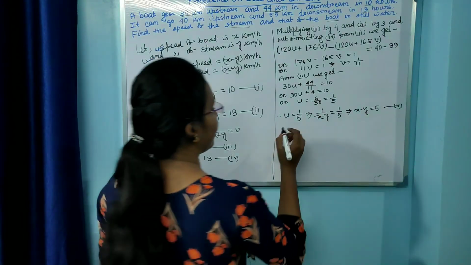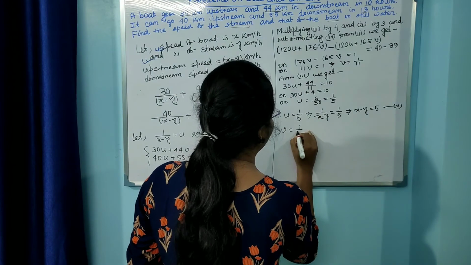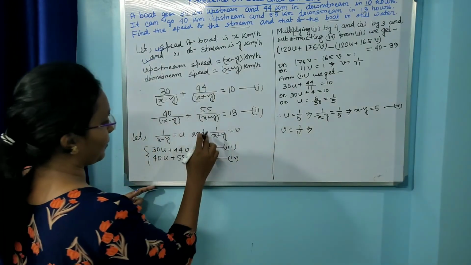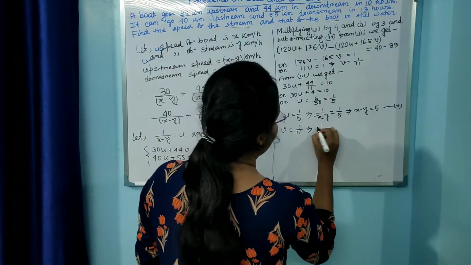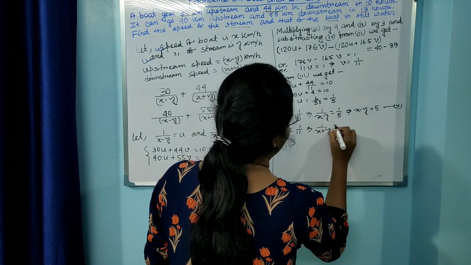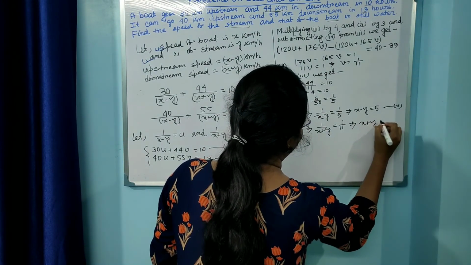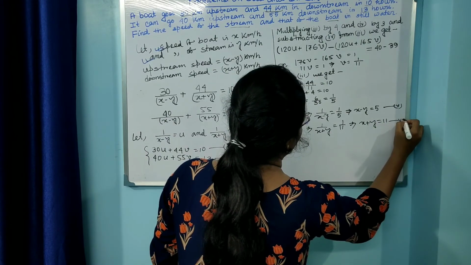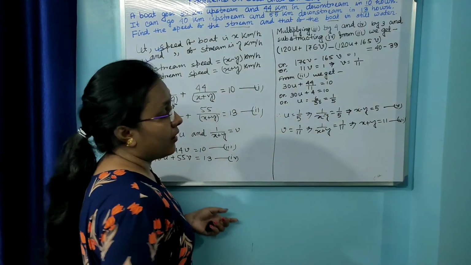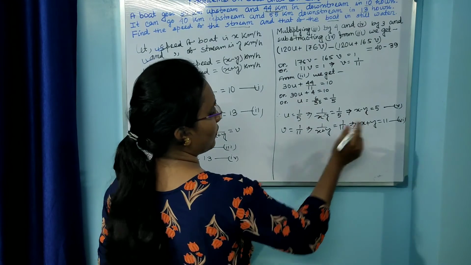So what is v? v equals to 1 upon 11. So from where you get 1 by x plus y equals to v. So 1 by x plus y equals to 1 by 11, and from here x plus y equals to 11, and these are two equations. Now it is easy to find the solution.